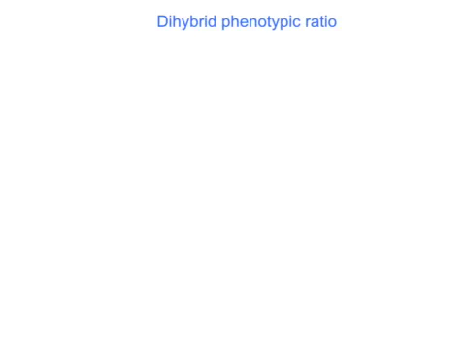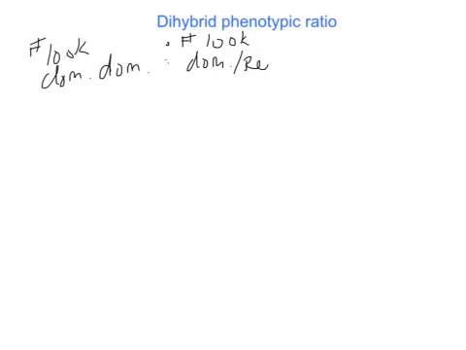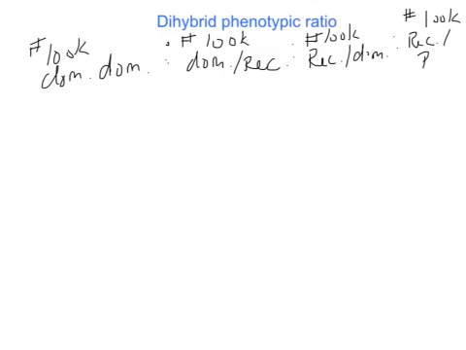So when you're doing phenotypic ratio for dihybrids, okay, you're looking for, remember, phenotype is what they look like. So when I'm doing phenotypic ratio here, I'm looking for my number that look dominant. So they look dominant for both traits. Okay, then I've got my number that look dominant, and then they look recessive. So they look dominant for the first trait, recessive for the second. Then my number that look recessive for the first trait, dominant for the second. And then last but not least, my number that look recessive for the first trait and recessive for the second trait. So let's look at an example of this.